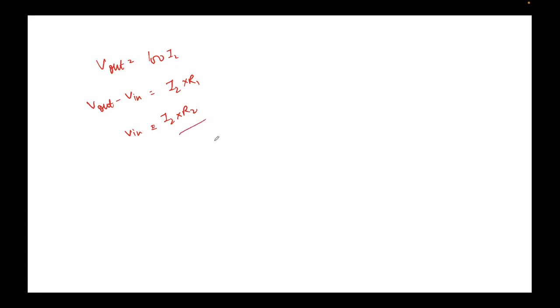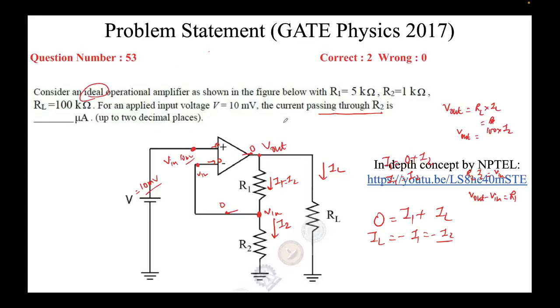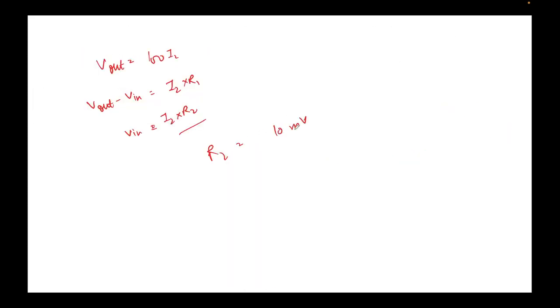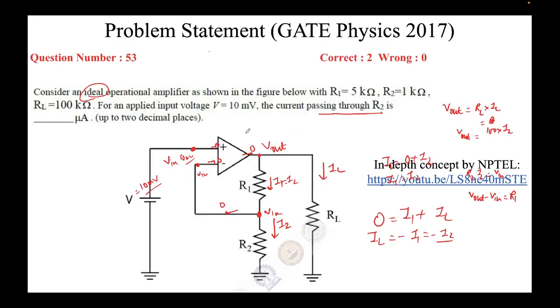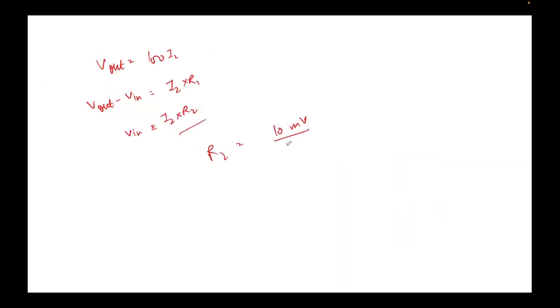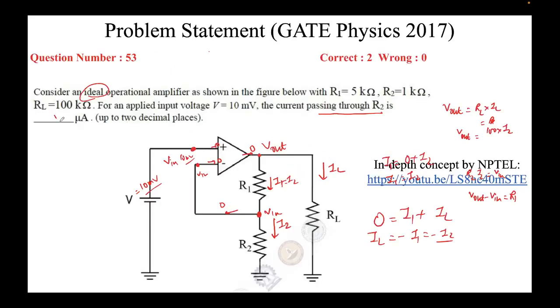Right, so R2 is V in. We were given a value of 10 millivolts, divided by the value of R2, which is 1 kilo ohms. So we'll simply get 10 microamps. So we'll put this value as 10 microamps. This is very simple. When I solved this problem for the first time, I did it orally. You can also do it with practice.